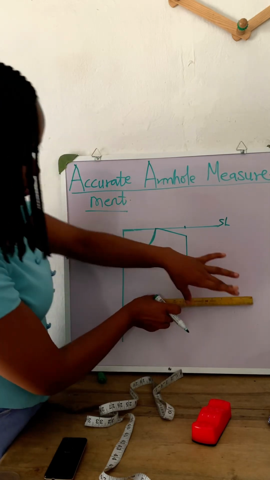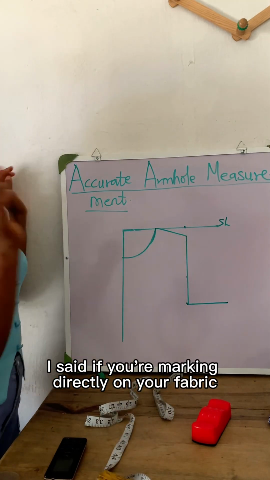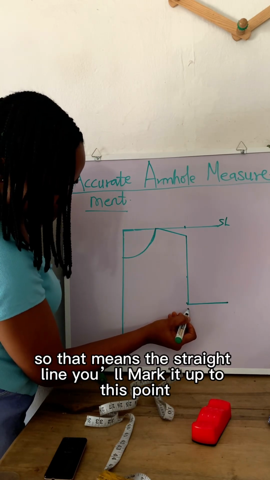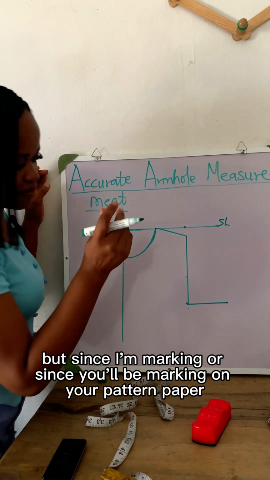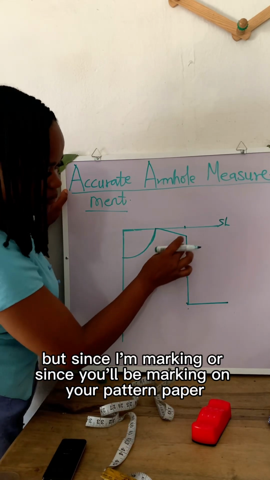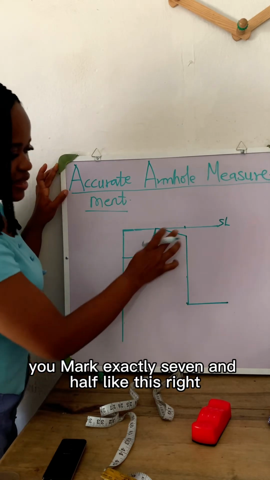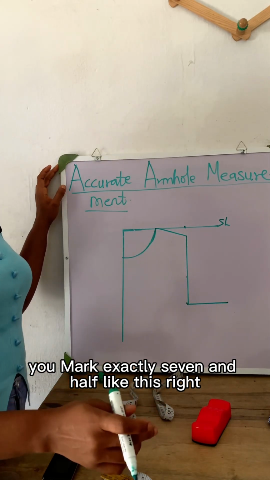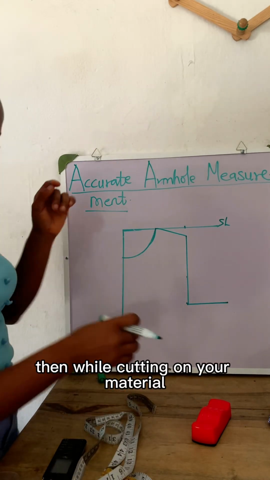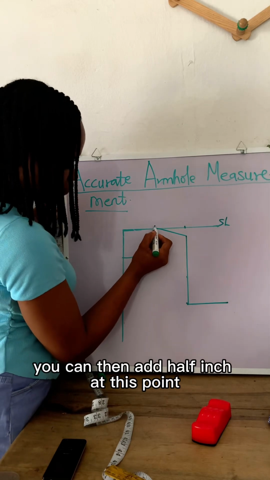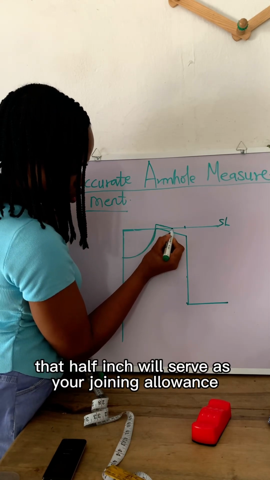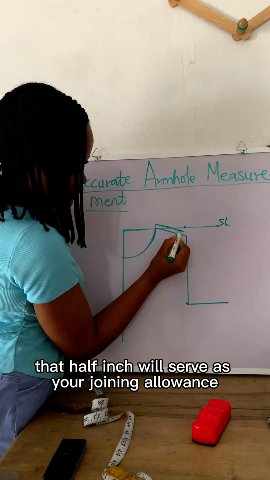Depth, right? So I said if you're marking directly on your fabric, you just add ½ inch. So that means your chest line, you mark it up to this point. But since you'll be marking on your pattern paper, you mark exactly 7.5, like this, right? Then while cutting on your material, you can then add the ½ inch at this point. That ½ inch will serve as your joining allowance.